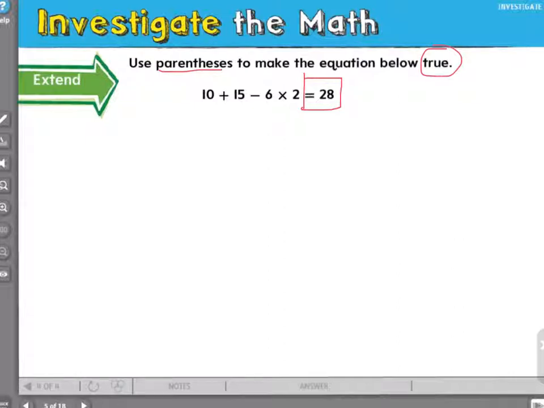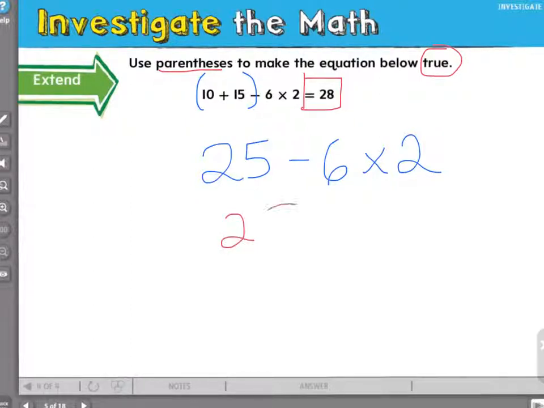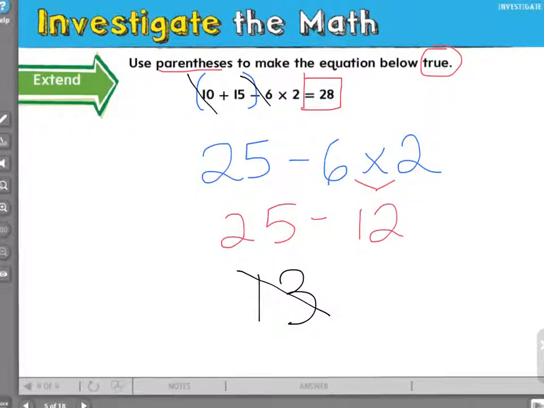So first, I'm going to start with putting my parentheses here, around the 10 and 15, and solving that section first. 10 plus 15 is 25. Minus 6 times 2. The order of operations would tell me I must solve this multiplication problem before the subtraction problem. So I would need to solve 25 minus 12, and 25 minus 12 is 13. This is not 28, so this cannot be my solution. That means that my parentheses cannot go here. So let's try another spot.